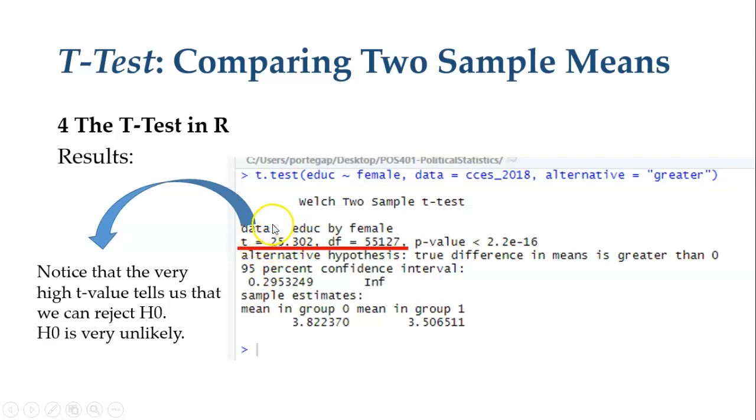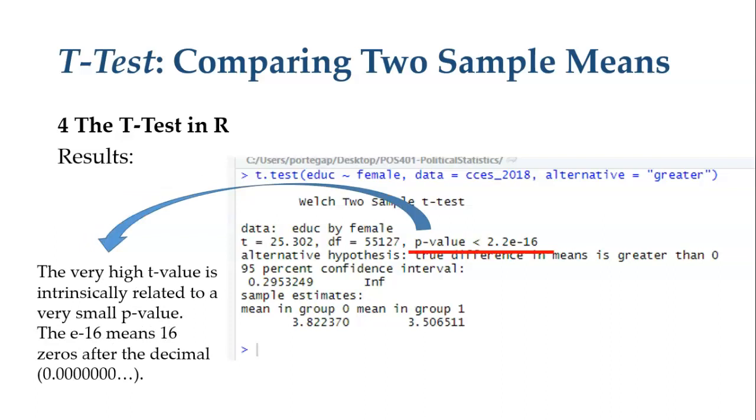It's 25. Remember, in order for the null hypothesis to be correct, you need to find a t-value smaller than 2, or 1.96 or something like that, depending on the degrees of freedom. And in this case, you have 25. So you can very confidently reject the null hypothesis, okay? And the degrees of freedom in this case are a very high value. It's 55,000, which is incredibly high, okay?